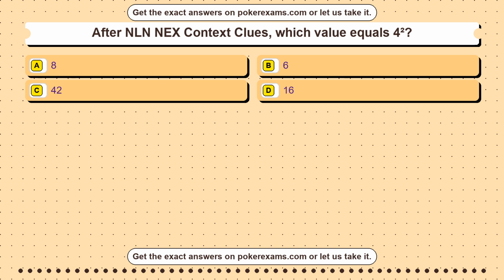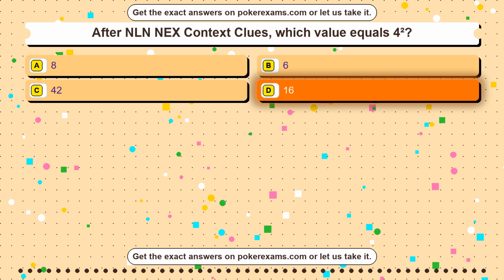Question 26. After NLN NEX Context Clues, which value equals 4 superscript 2? Option A, 8. Option B, 6. Option C, 42. Option D, 16. The correct answer is option D, 16.